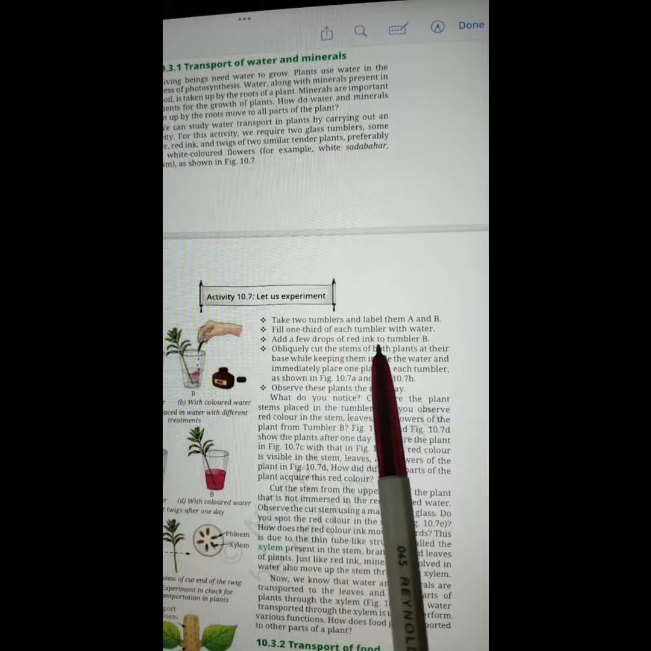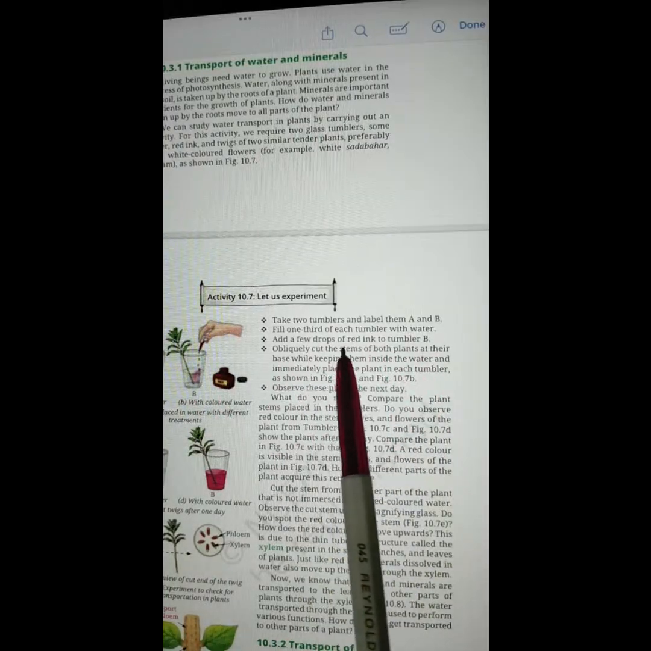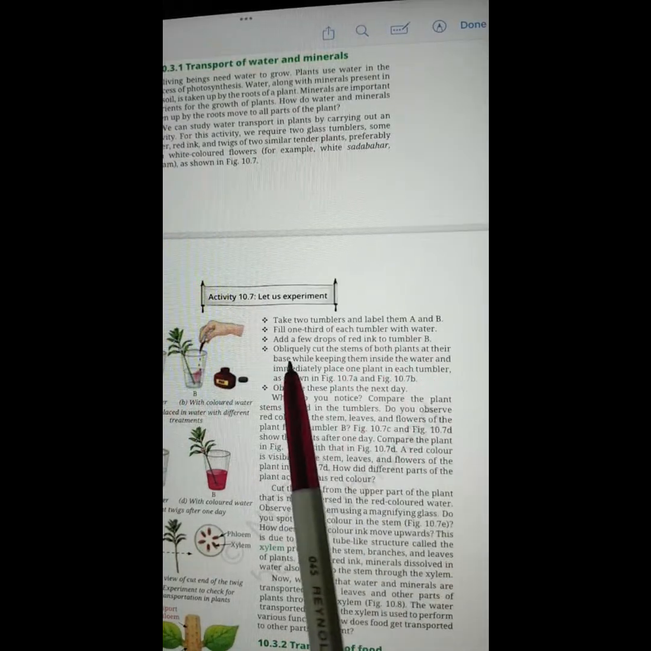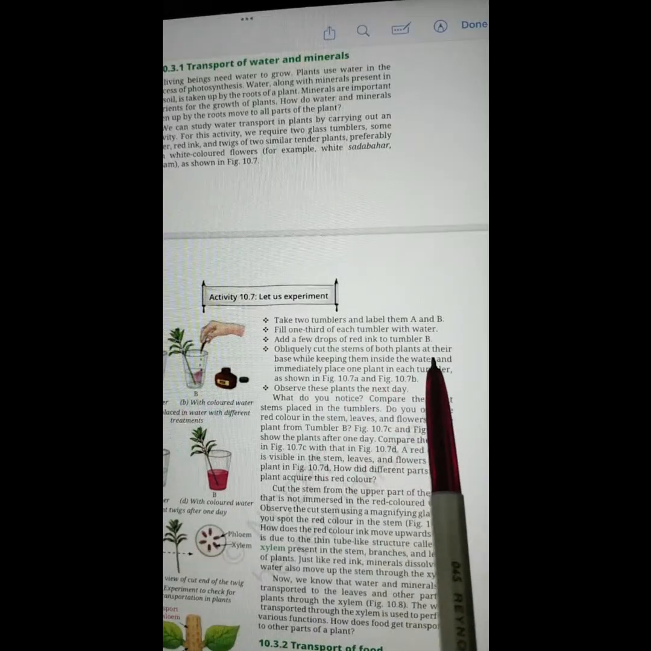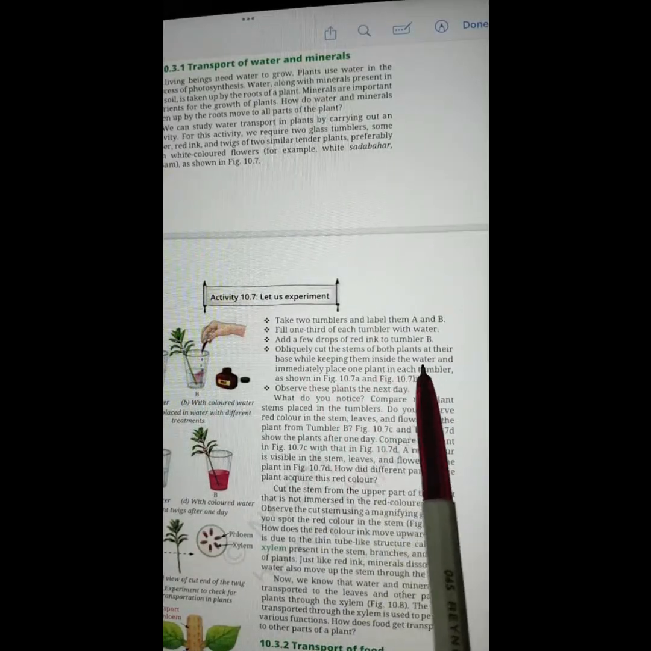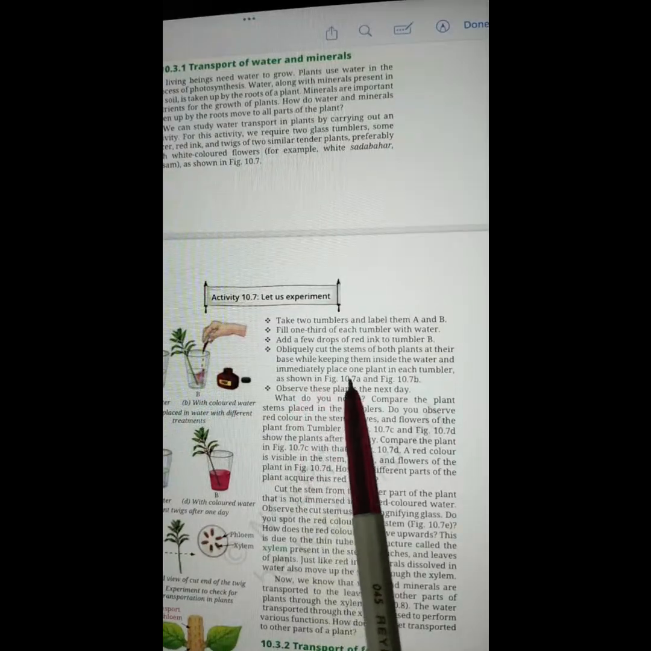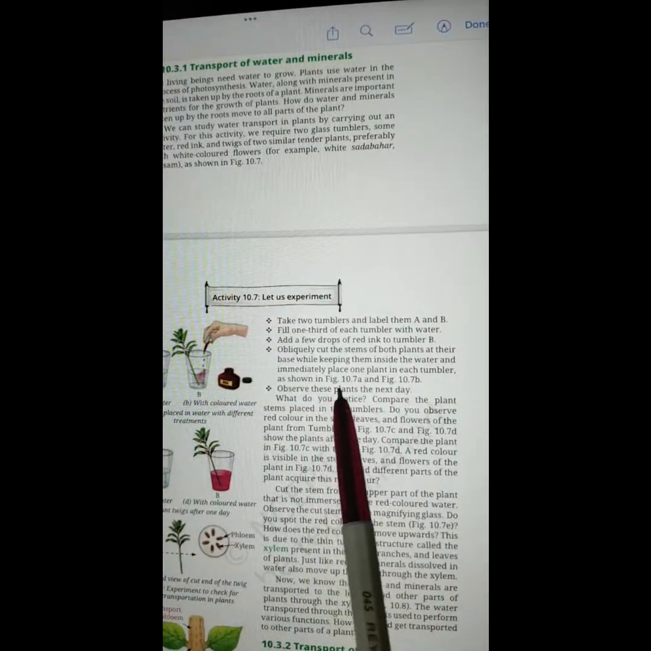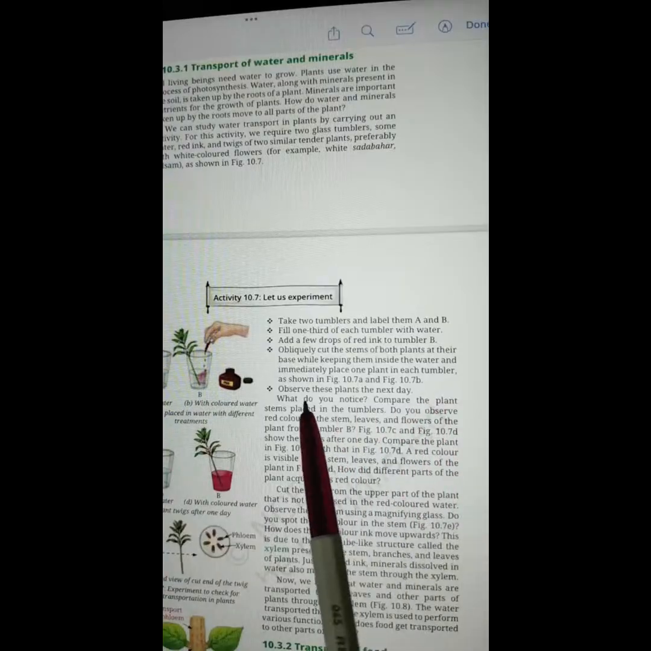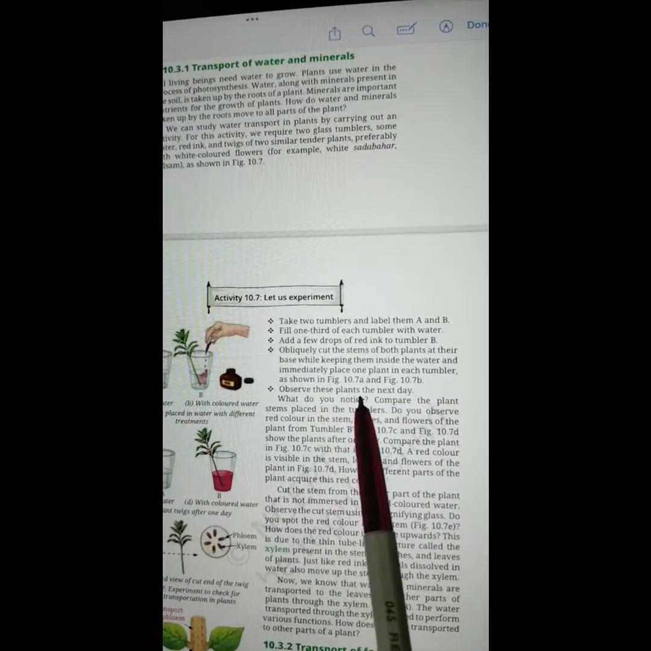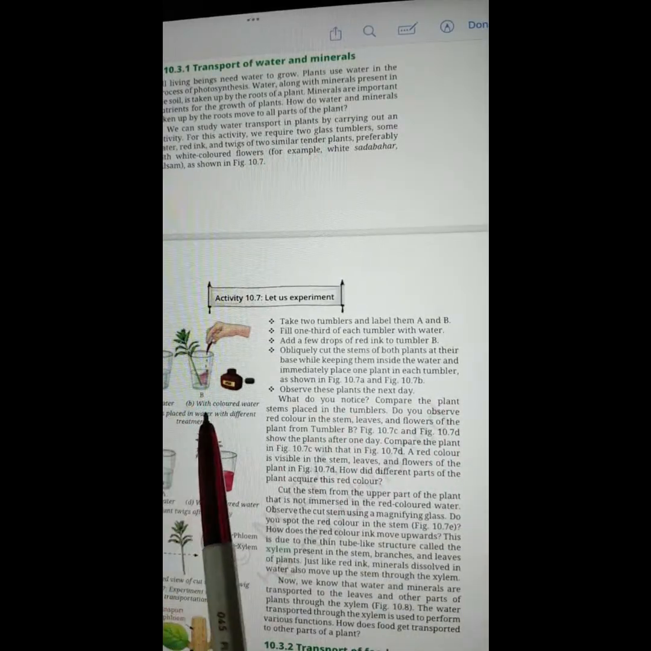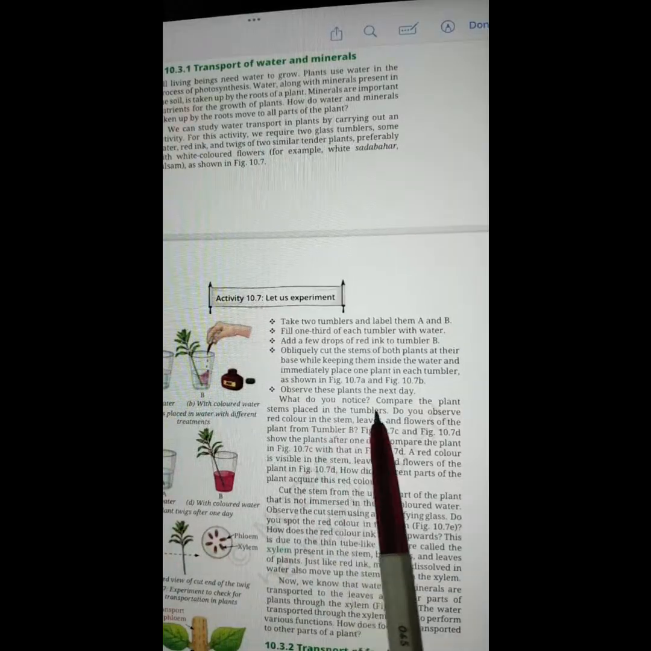Take two tumblers and label them A and B. Fill one-third of each tumbler with water. Add a few drops of red ink to tumbler B. Obliquely cut the stems of both the plants at their base while keeping them inside the water and immediately place one plant in each tumbler as shown in 10.7 A and B. Means this and this. Observe these plants the next day.